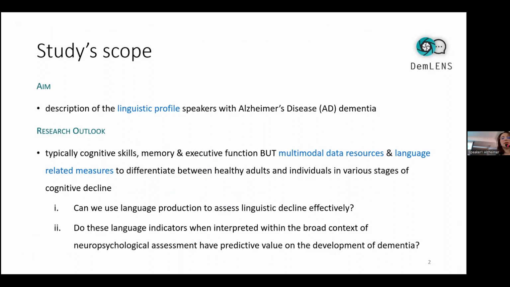The outlook in research initially was focusing on cognitive skills, memory, executive function, but there is a shift with regard to research worldwide. We are paying more and more attention to multimodal data resources and also language-related measures. Now, as linguists, we need to come forward and be able to respond to two questions. Number one, can we use language production to assess linguistic decline effectively? And if yes, which are those language indicators that we can interpret within the broader context of neuropsychological assessment and have predictive value in the development of dementia?